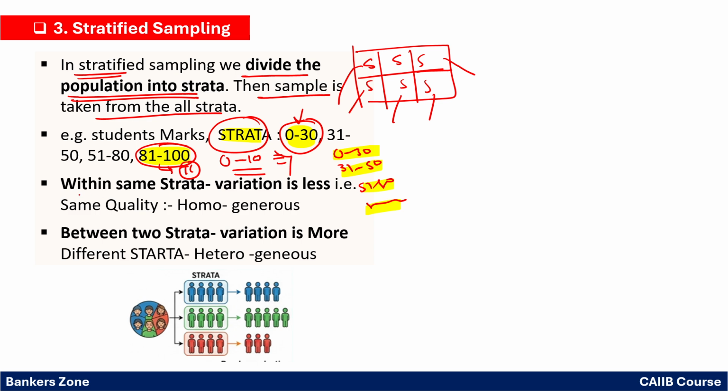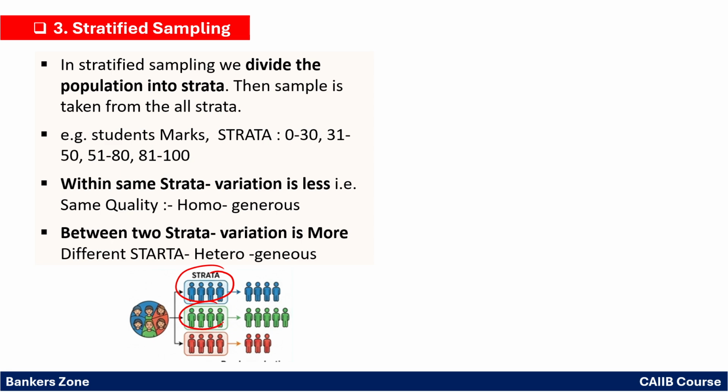That means within the same strata, variation will be very less. For example, 81 to 100, the very clever students, they will have the same homogeneous nature of characteristics, right? So we can say within the strata the same quality will be there, that is homogeneous. And between two strata, can you compare the students getting marks 0 to 30 and those getting marks around 100? There is large variation between the two strata. So between the strata there is a heterogeneous nature. So you can see here we are creating strata which are homogeneous in nature. If we compare two strata, there is a lot of variation, right?